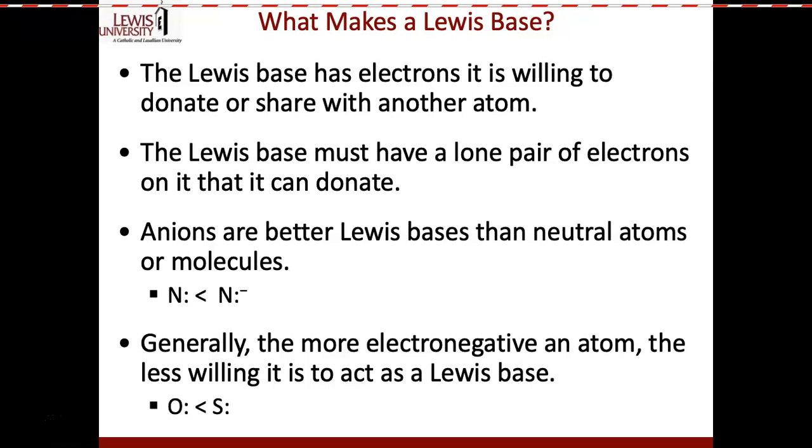And also, generally, we see the more electronegative an atom is, the less willing it is to act as a Lewis base. So sulfur is a lot better at being a Lewis base than oxygen is, and that's because oxygen is more electronegative, so it kind of wants to keep its electrons. So electronegativity does play a role here.